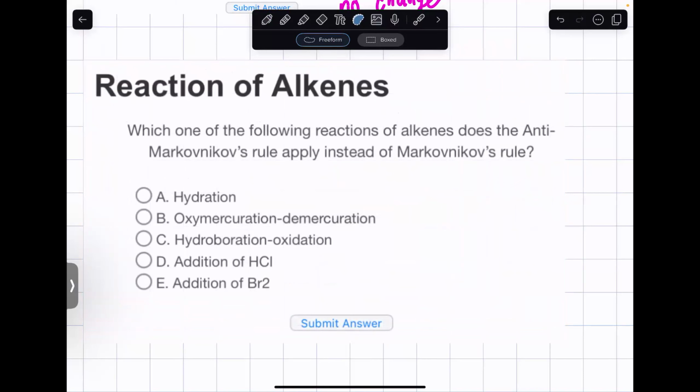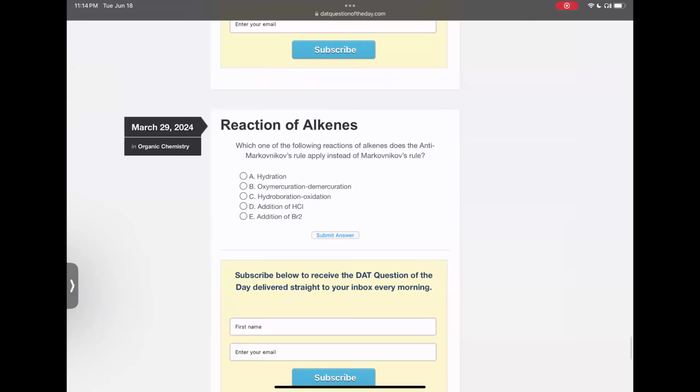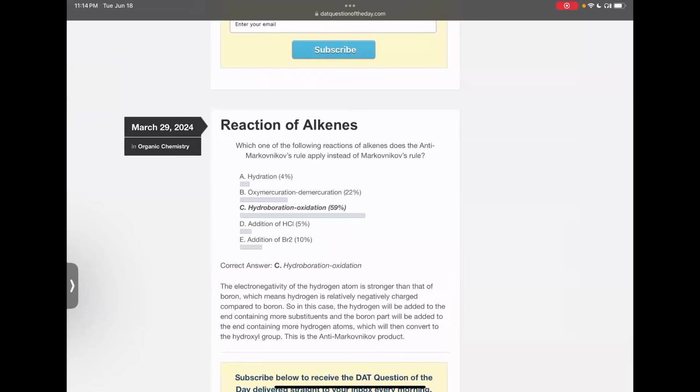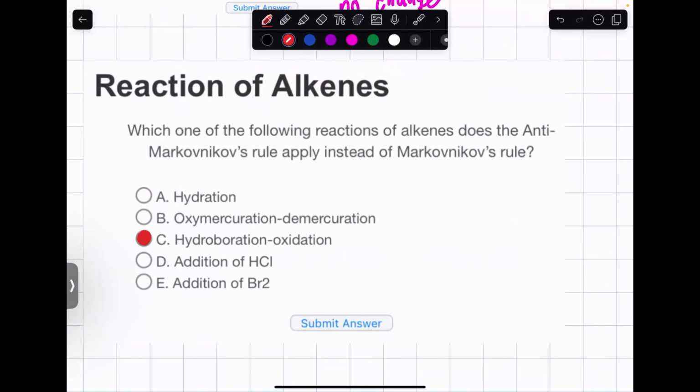Okay, so which one of these reactions follow the anti-Markovnikov rule instead of the Markovnikov rule for alkene reactions? Hydroboration oxidation. Yeah, hydroboration oxidation, right? The rest follows Markovnikov: hydration, oxymercuration, demercuration, addition of HCl, addition of Br2. Can you remember one more reaction that does anti-Markovnikov for alkene?